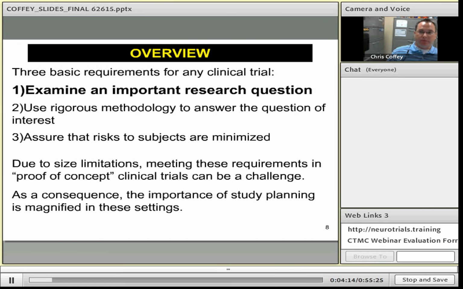What you need to avoid, and this is a problem that you run into quite a bit in these early phase studies, are trials that are really just a stepping stone that aren't really rigorously set up to address an important question, because then the interpretation of the results depends on what someone's prior expectations are. And I'll talk a little bit more about that in a minute.